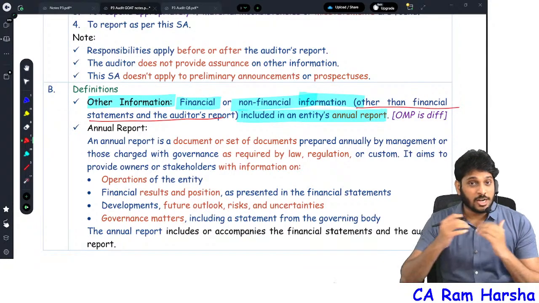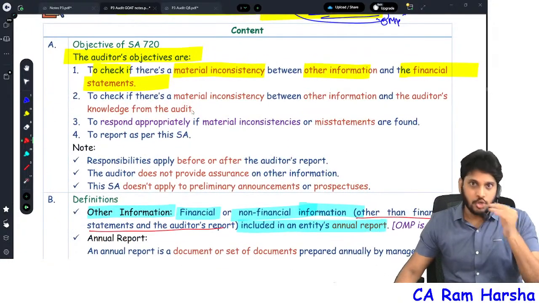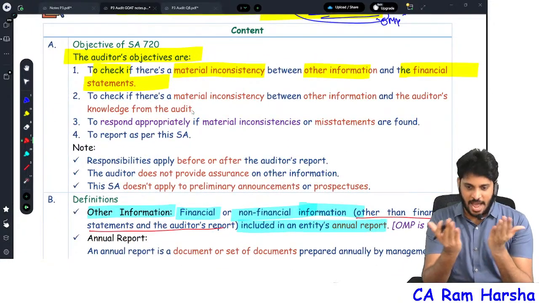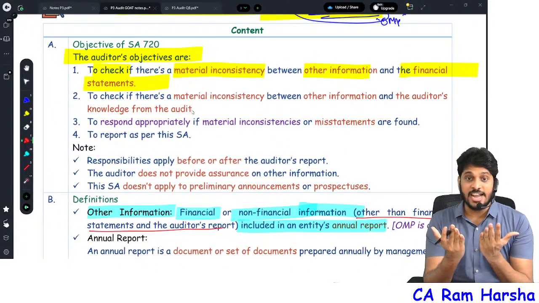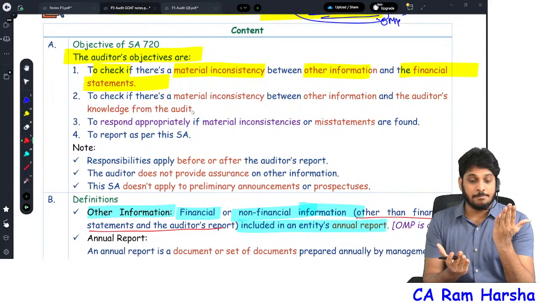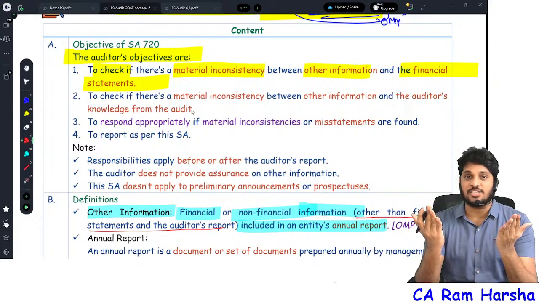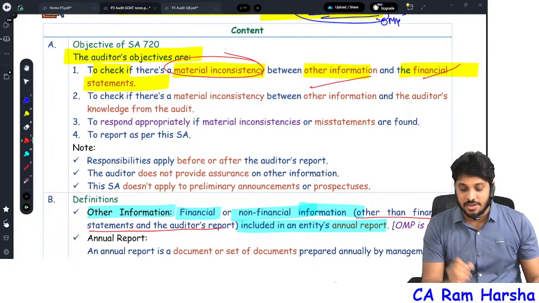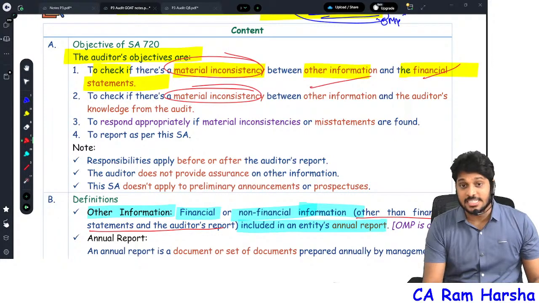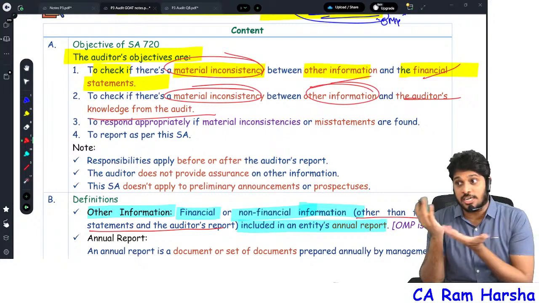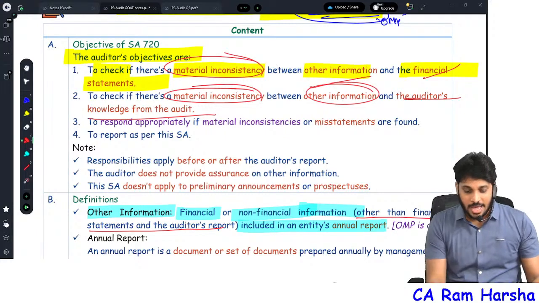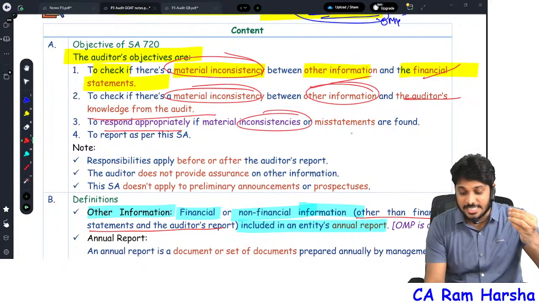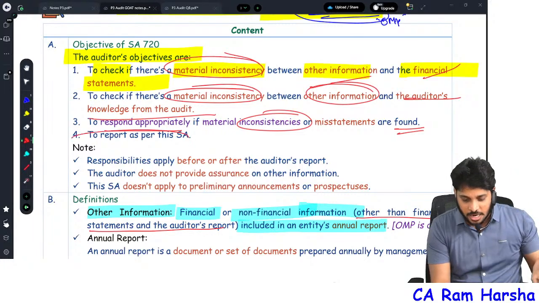Okay, now what is the audit responsibility here? I need to read the other information. I need to take the annual report and read it. I check whether the other information numbers and the financial statement numbers match or not. Is there any inconsistency between other information and financials? Is there any inconsistency between other information and my knowledge about the company? If an inconsistency is identified, report accordingly.